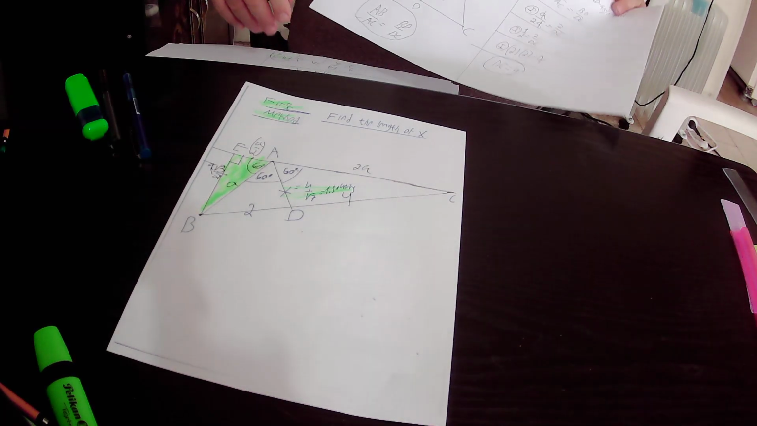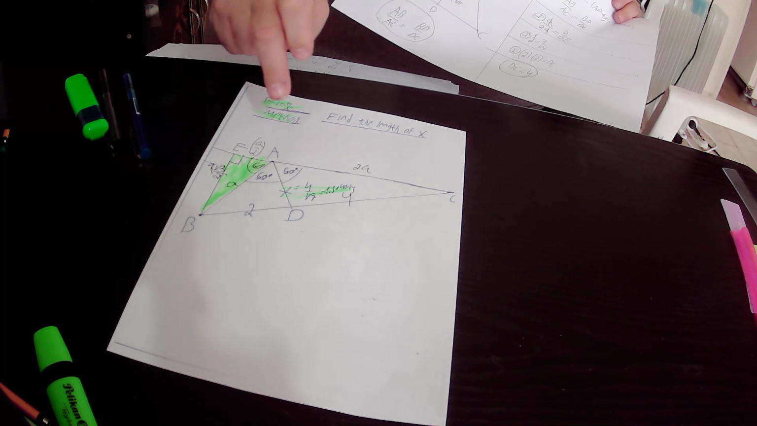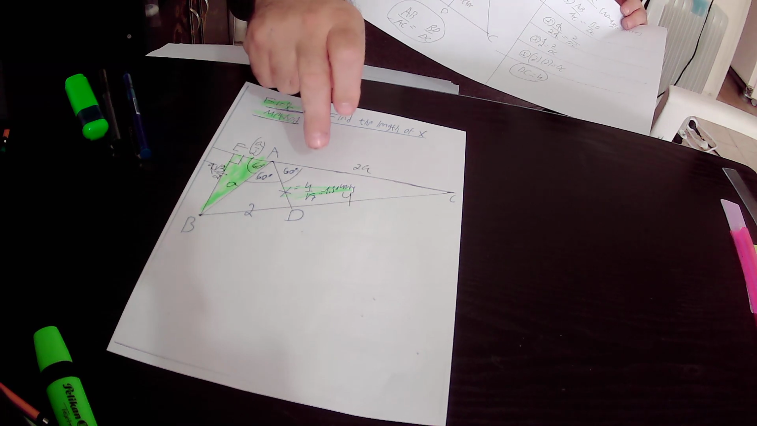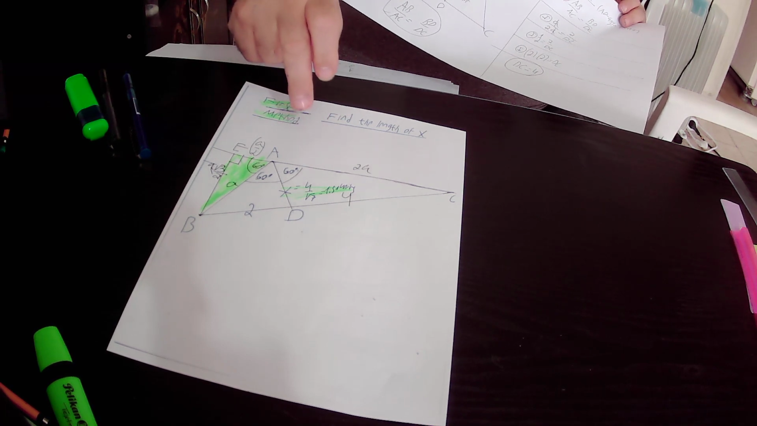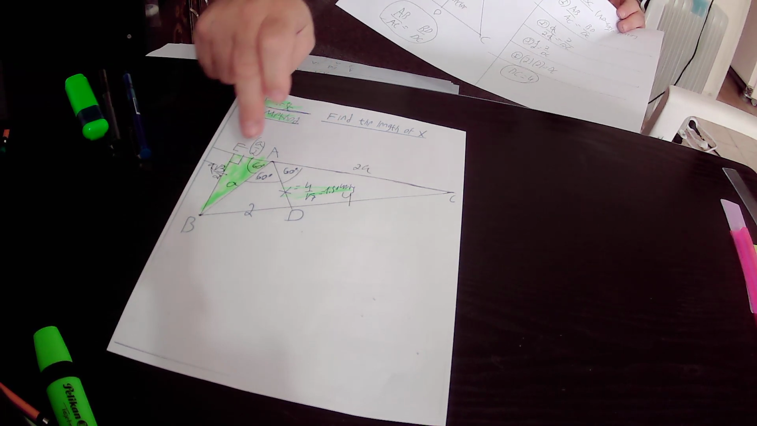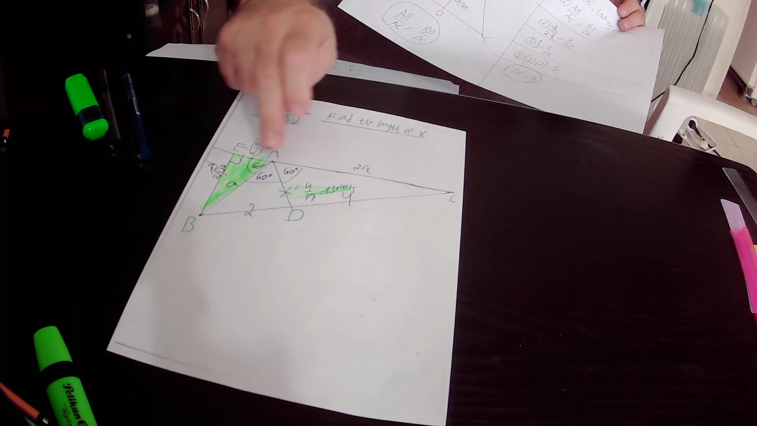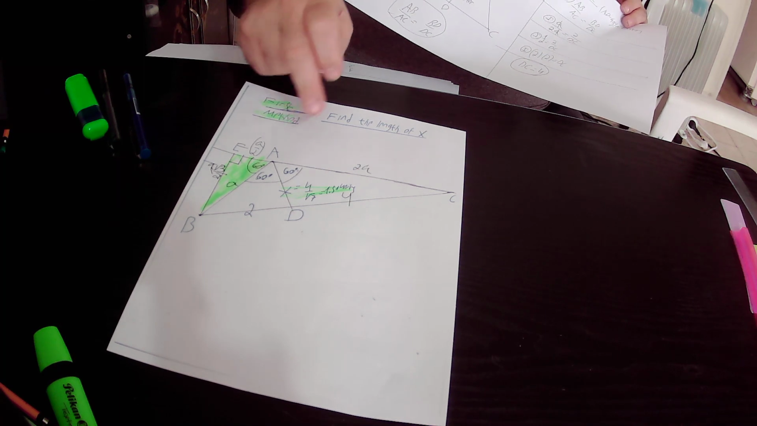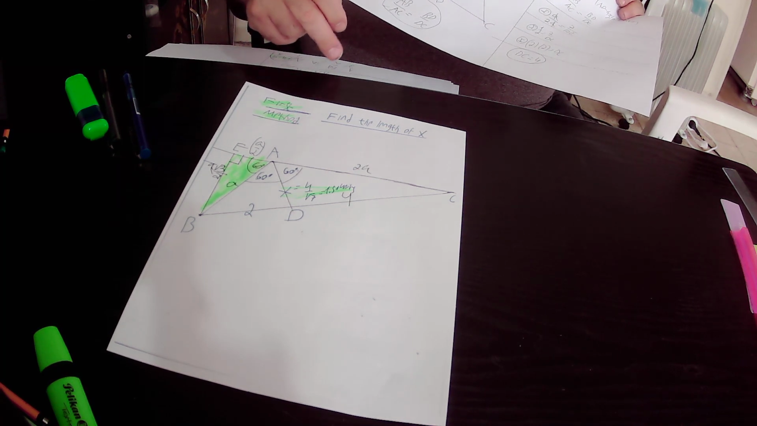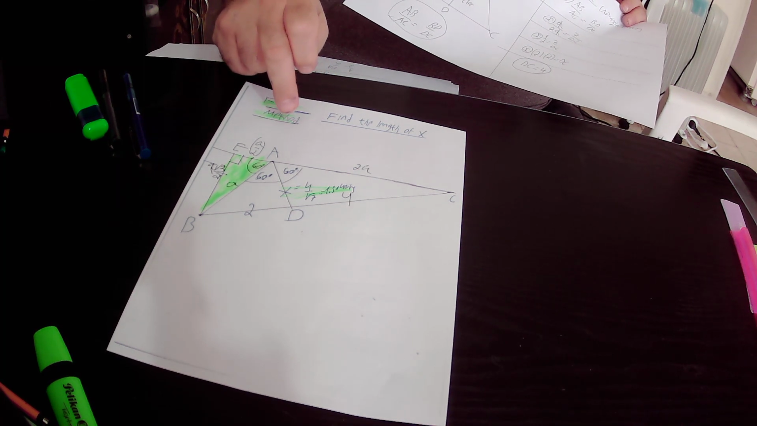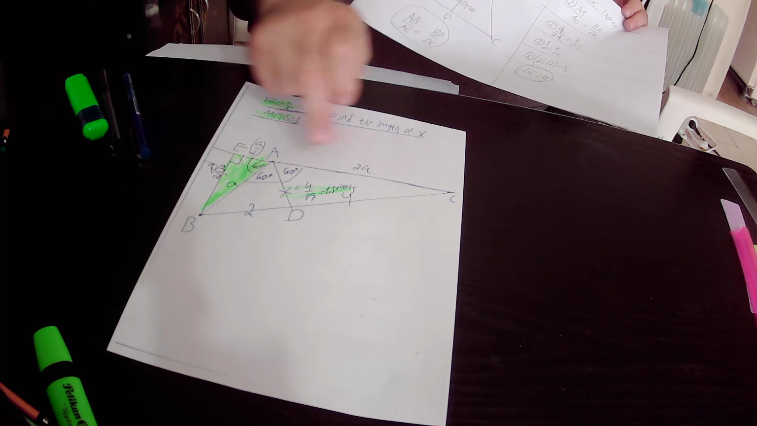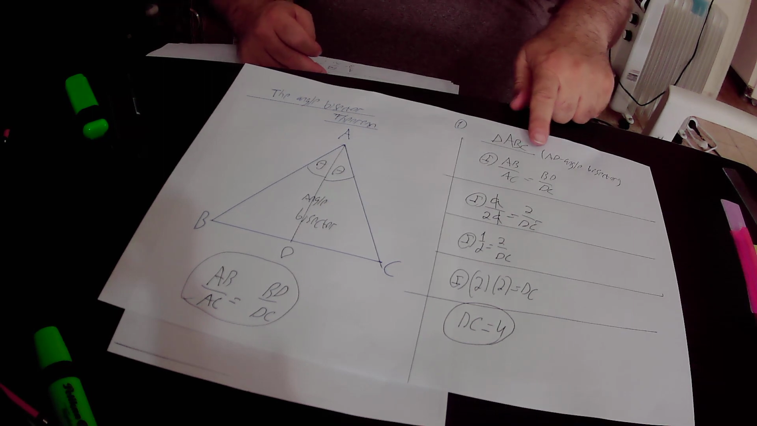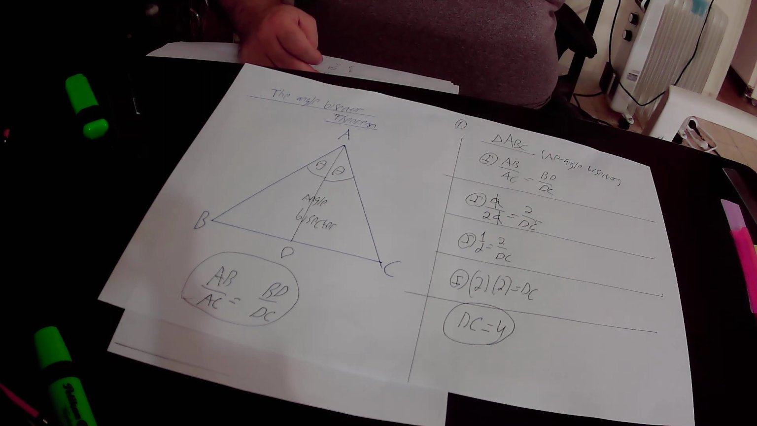Why can we implement the angle bisector theorem in triangle ABC? Because AD is the angle bisector. Here AD divides angle BAC into 2 halves, each half equal to 60 degrees. Therefore, we can implement the angle bisector theorem in triangle ABC. So according to the angle bisector theorem, AB over AC equals BD over DC.